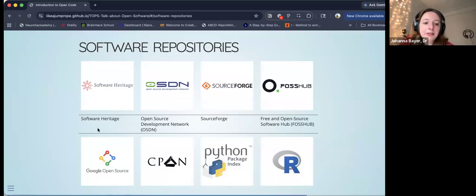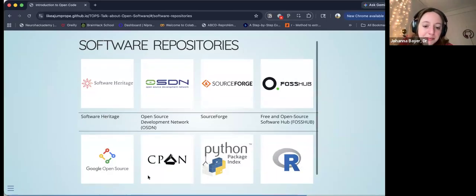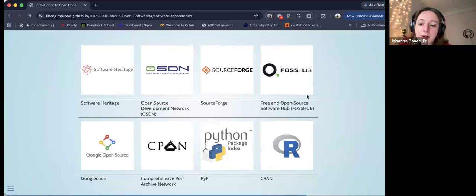There are other repositories. There's the Software Heritage repository that contains old software. There are repositories for specific languages, for example, Python and R. And there's the free and open source software hub, which is more like all sorts of software. You can check these out. This is like Perl.